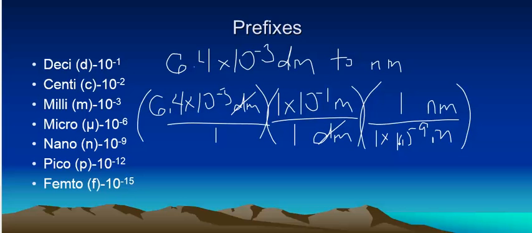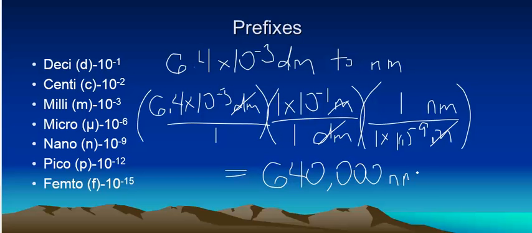And so I went from one prefix to another prefix, deci to nano, and this is a 3-step problem. When you enter this in your calculator, you would get the answer in nanometers of 640,000 nanometers. Sig figs: I start off with 2 sig figs. This is a defined quantity. This is a defined quantity. All prefixes are defined, and so I should end up with 2 sig figs, and 640,000 has 2 significant figures.